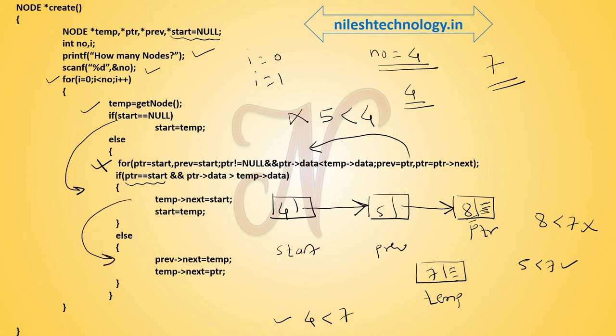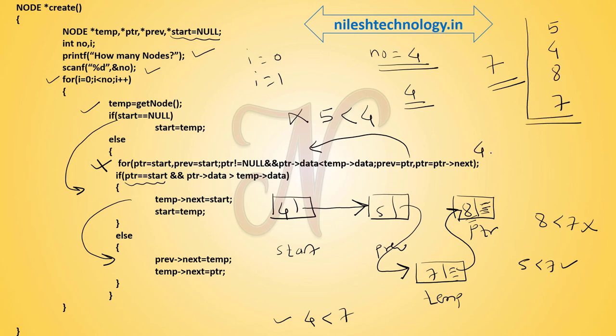So see here, prev of next, so this is your prev, 5. So prev of next is pointing to this temp, and temp of next is pointing to the ptr. So in this way, we add the 7 in between 5 and 8. So like this, my insertion order is that first I insert 5, then 4, then 8 and 7. But my output, see here, is 4, then 5, then 7, then 8. This is my sorted linked list. And after that, here we return the start.